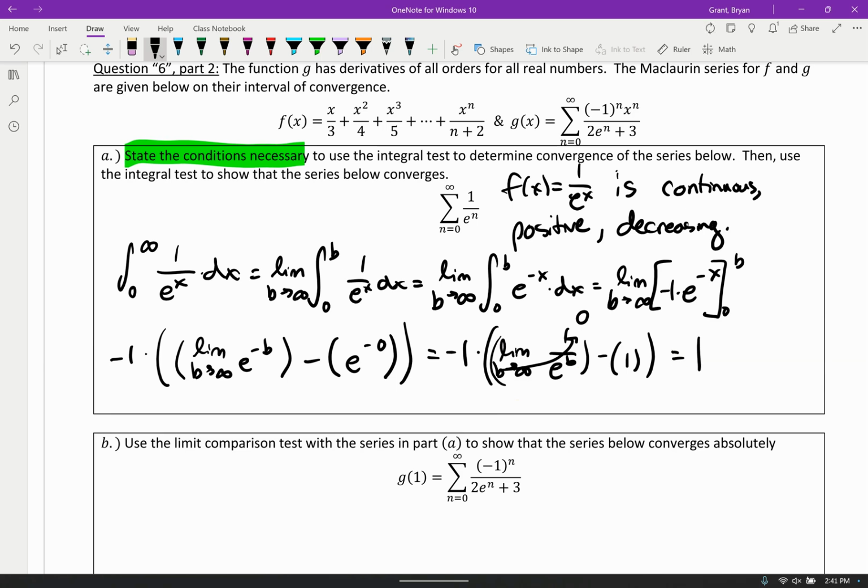Now, we should remember we didn't find the sum of the series, we just showed something. We showed that the integral of the function is finite. It comes out to be a value, and if that is the case, then the summation also converges. So we need a quick summary. I would just say something like, therefore, the sum from n equals 0 to infinity of 1 over e to the n converges by the integral test. Nice.